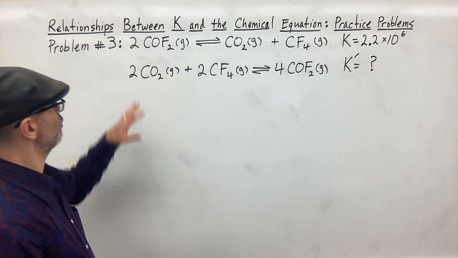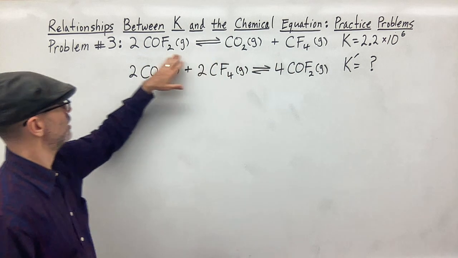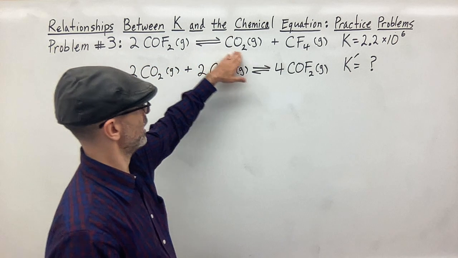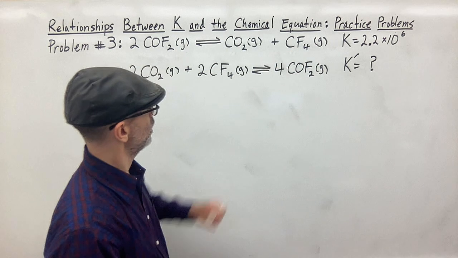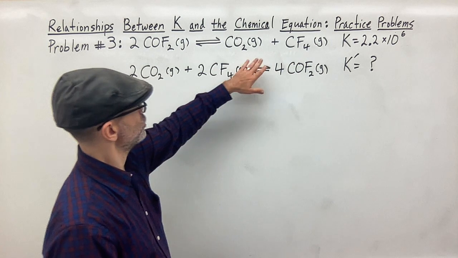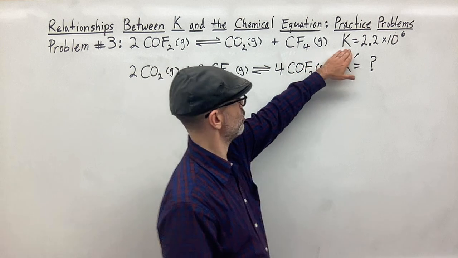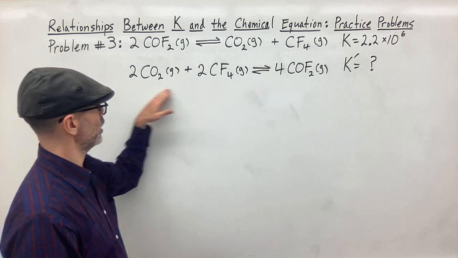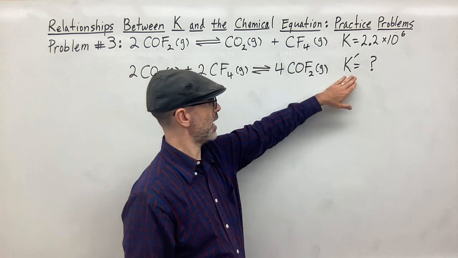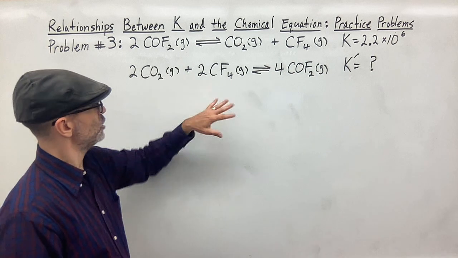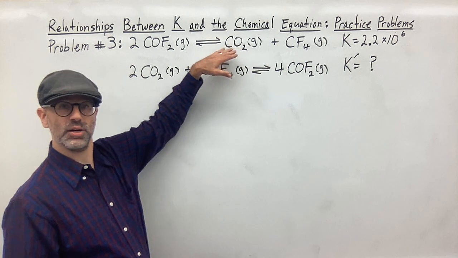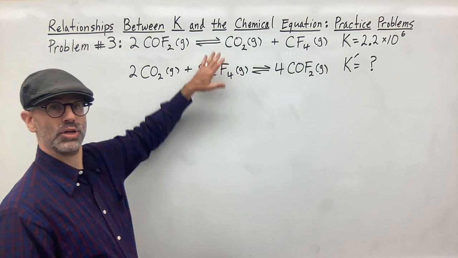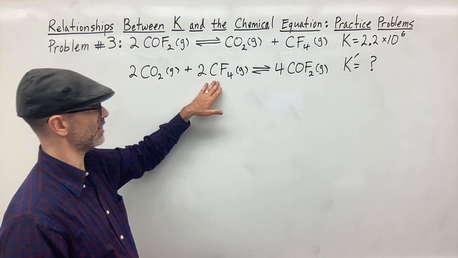So here we have our equation. This is what they're giving us. So 2 COF2 gas is in equilibrium with carbon dioxide gas and CF4, carbon tetrafluoride. So here they're giving us the equilibrium constant for this reaction. And now they're giving us our target here, and we want to know what the equilibrium constant is for this reaction. So we need to look at the one they're giving us to work with and see how these two are related and how you can manipulate the given equation to get this one.